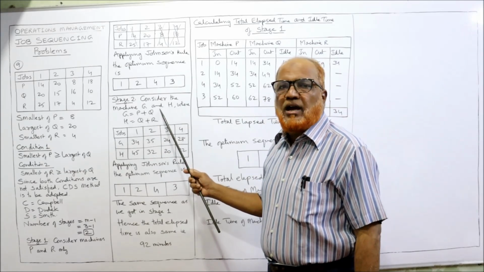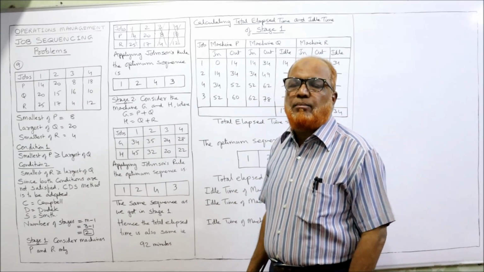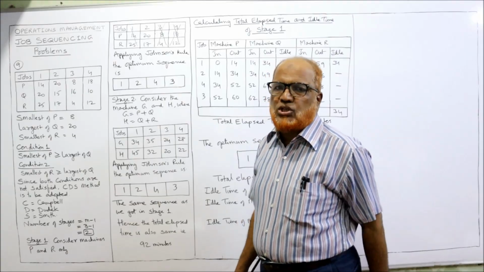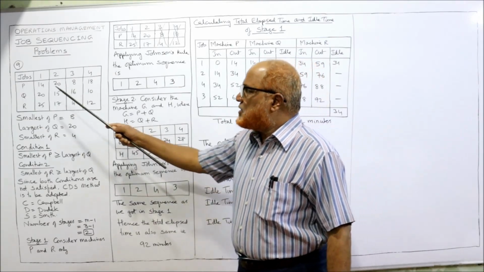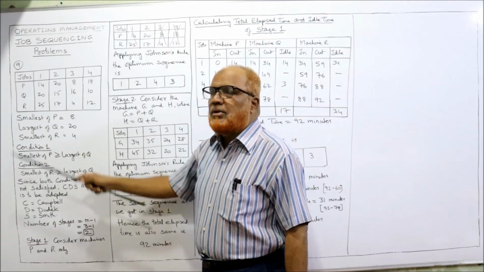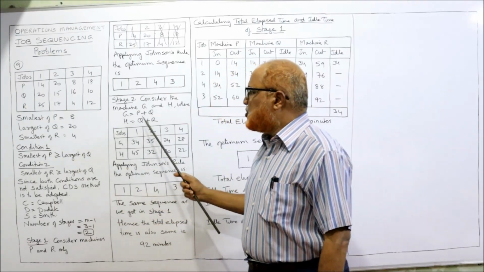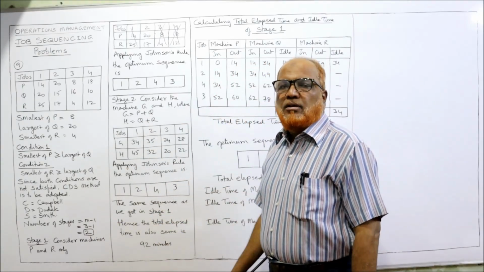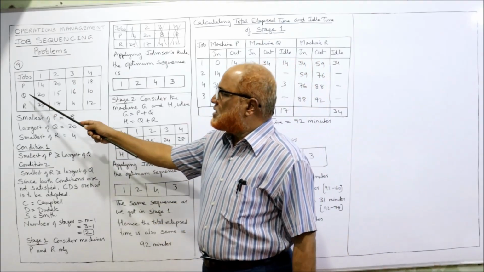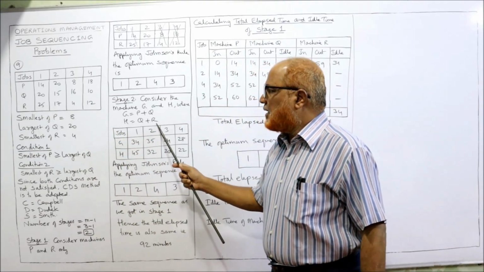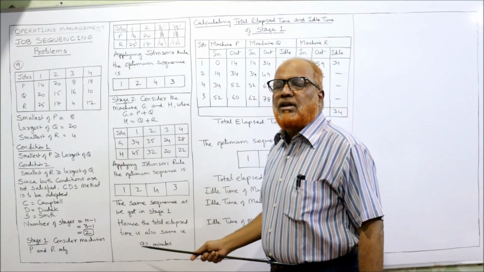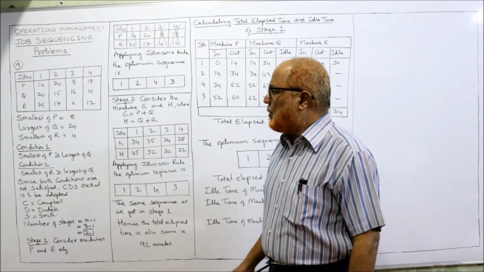Consider the machines G and H. Two imaginary machines we are making, G and H. G is nothing but P plus Q. First two machines we add up and make it G. And H, add up the last two machines, Q and R. Right? In this way, we are converting the 3 machine into 2 machine problem.